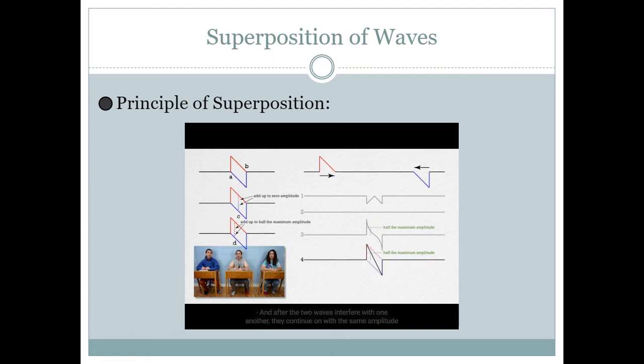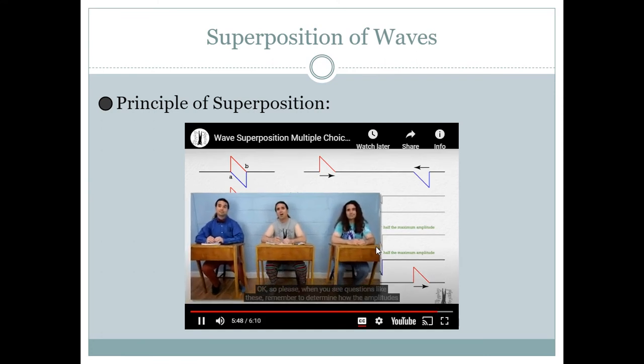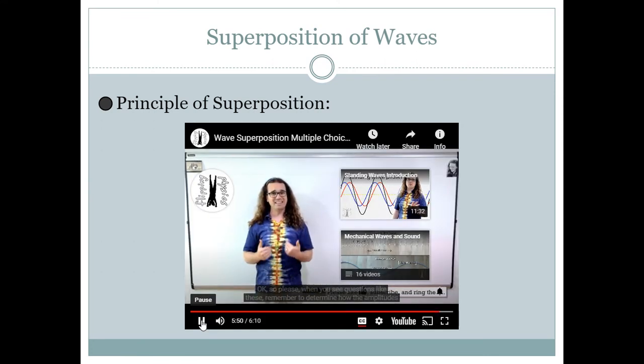And after the two waves interfere with one another, they continue on with the same amplitude and direction as before. Very nice, everybody. When you see questions like these, it's a little more advanced than you fully needed, but I wanted to give you that opportunity to see. They're not hard to do, and if you have grid paper, you can set it all up. You're just adding or subtracting and looking at what's happening, for those types of superposition problems.